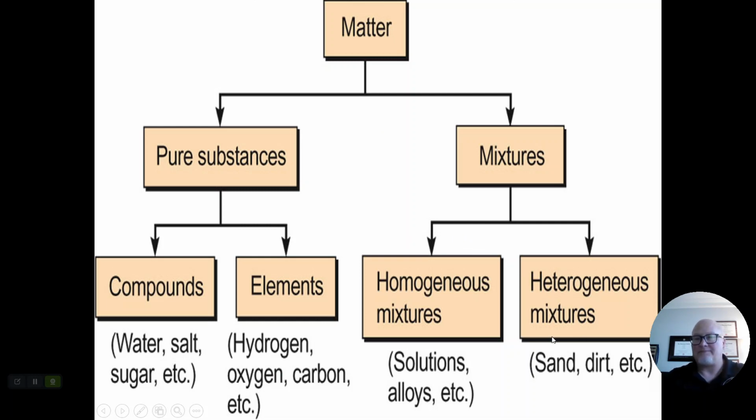Mixtures, on the other hand, are not pure substances and can be taken apart by physical means, meaning that I can take them apart by filtration or some other physical method to get multiple pure substances. So I have two different kinds of mixtures: homogeneous mixtures and heterogeneous mixtures, or homogeneous, depending on how you want to pronounce that. Homogeneous mixtures are solutions and alloys. An alloy is simply a solution of metals.